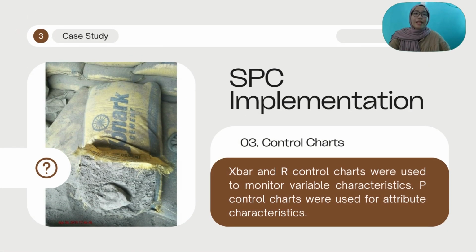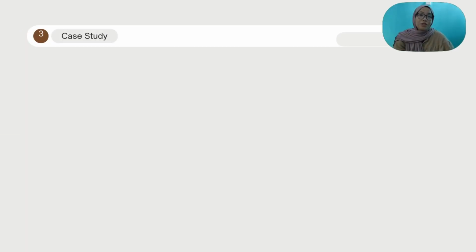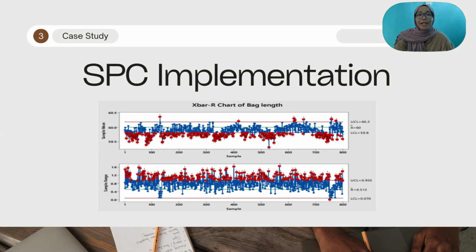Moving on to the next SPC implementation, which is the control charts. X bar and R control charts are used to monitor variable characteristics. P control charts were used for attribute characteristics. This figure shows the X bar and R chart of the bag length.